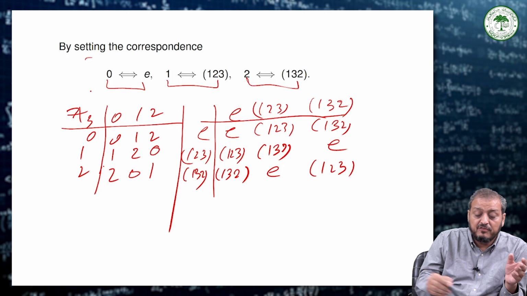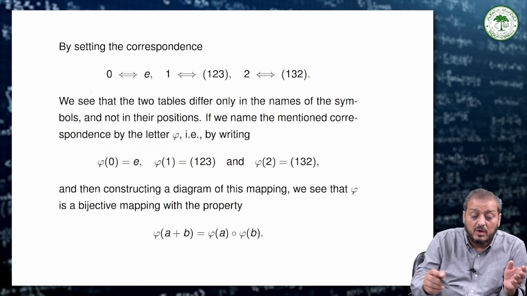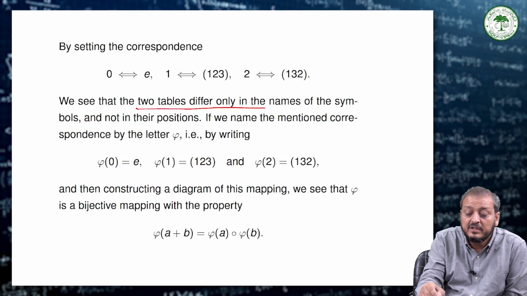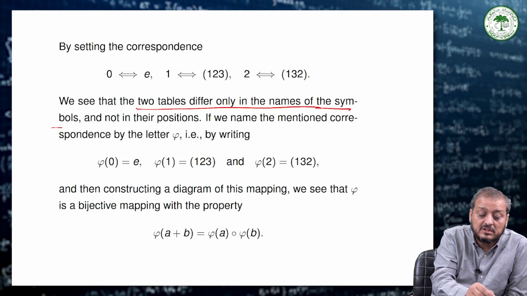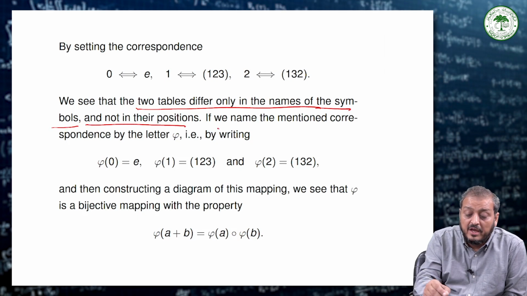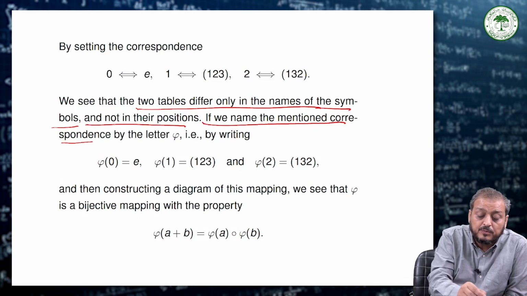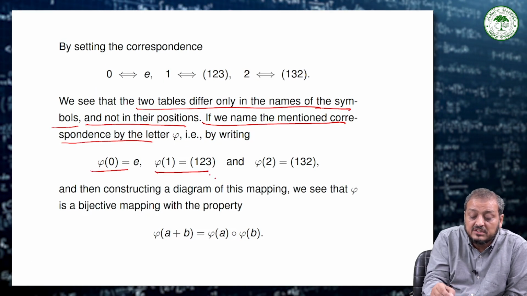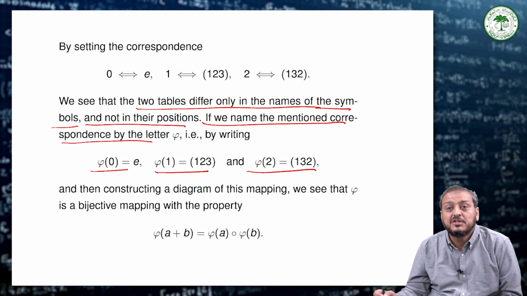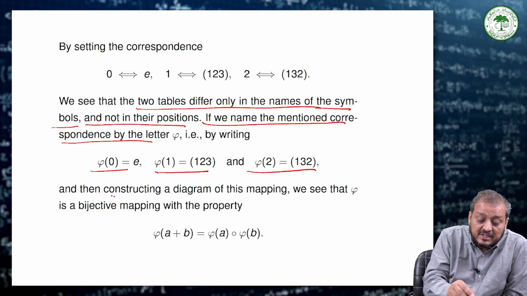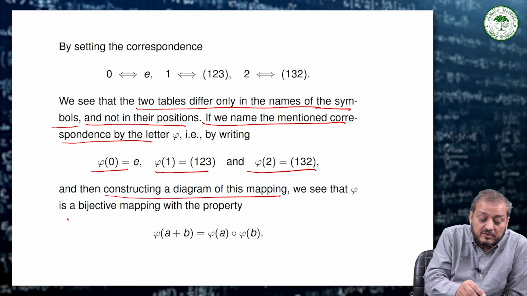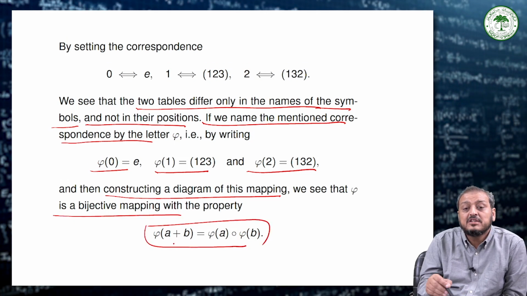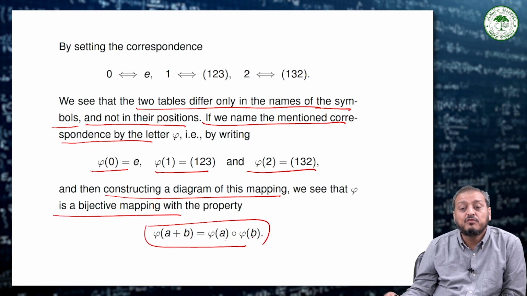So we can simply say, let me just show you this thing. We see that the two tables differ only in the names of the symbols and not in their positions. If we name the mentioned correspondence phi by writing phi of 0 is equal to identity, phi of 1 is equal to 1 2 3, phi of 2 is equal to 1 3 2, then the constructed mapping is a bijective mapping with the property phi of A plus B is equal to phi of A into phi of B.